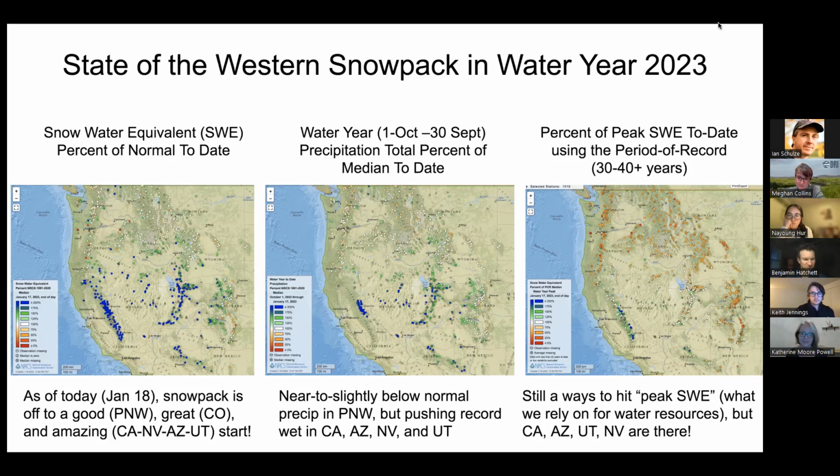But as you go further north into Oregon and Washington, Idaho, and Montana, we're not doing phenomenal, but we're doing close to average. So it's a good start, but we're really off to a great, if not amazing start, in the central and southern part of the Western US. And the center plot there uses a similar color scheme to show how much precipitation we've observed in the mountains thus far since the start of the water year on October 1st.